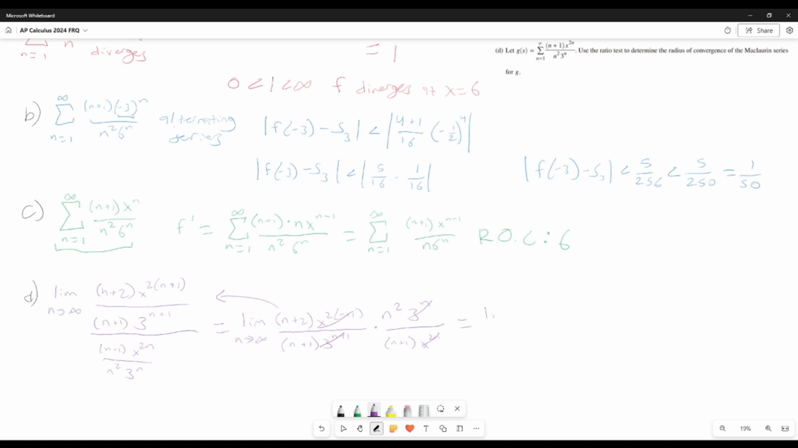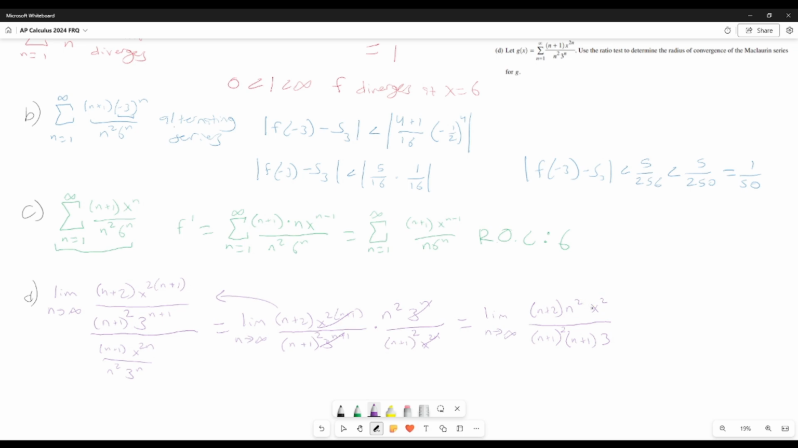And now we will have the limit as n goes to infinity of n plus 2 times n squared times x squared over n plus 1 times n plus 1 times 3. That's what's wrong. I forgot a square over here. This guy should be squared. Alright, make sure you don't make a silly mistake like that, because you will lose at least a couple of points.